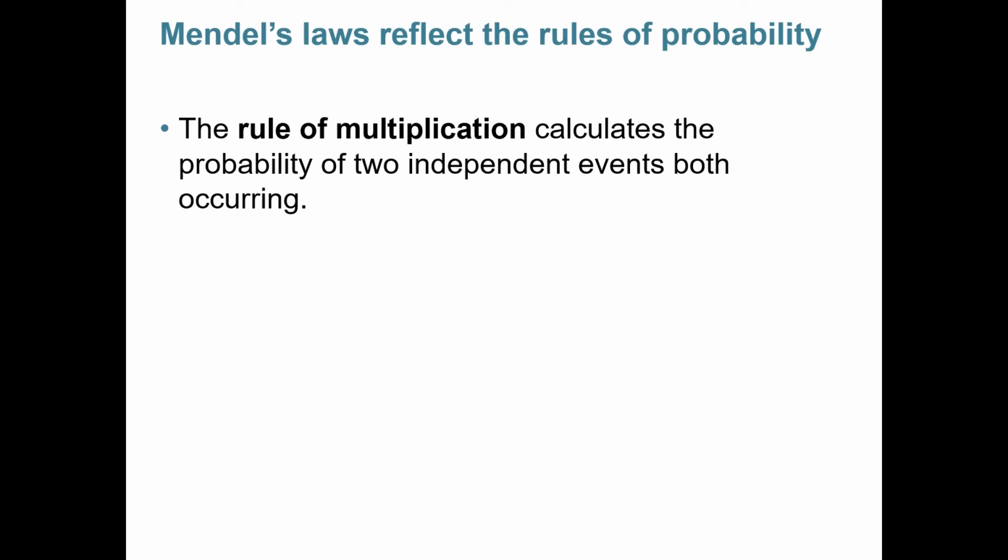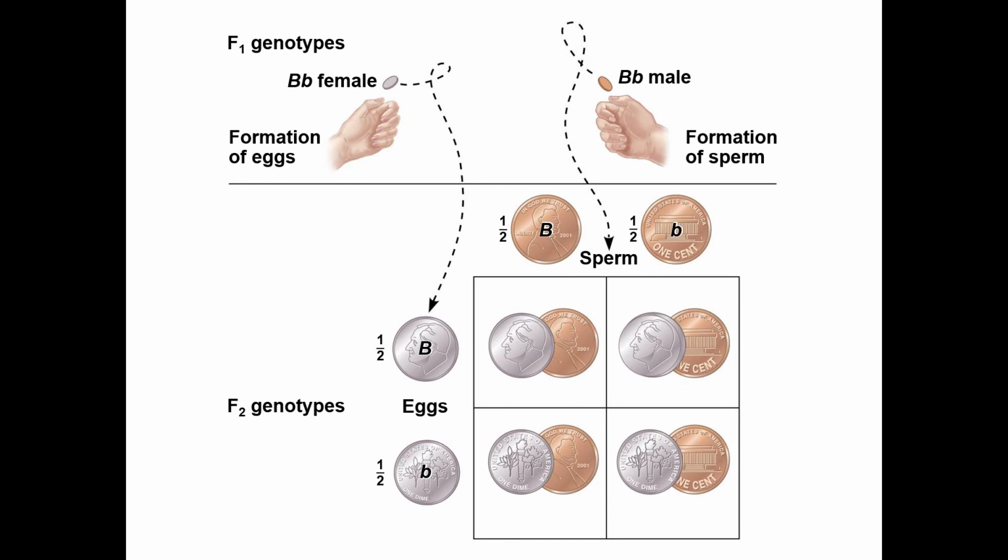The first rule is the rule of multiplication. This calculates the probability of 2 independent events both happening. So if we think, for example, about the idea of flipping a coin, we have an individual who is going to be flipping a coin, and that coin's a dime, and another individual who's flipping a coin. That coin is a penny.